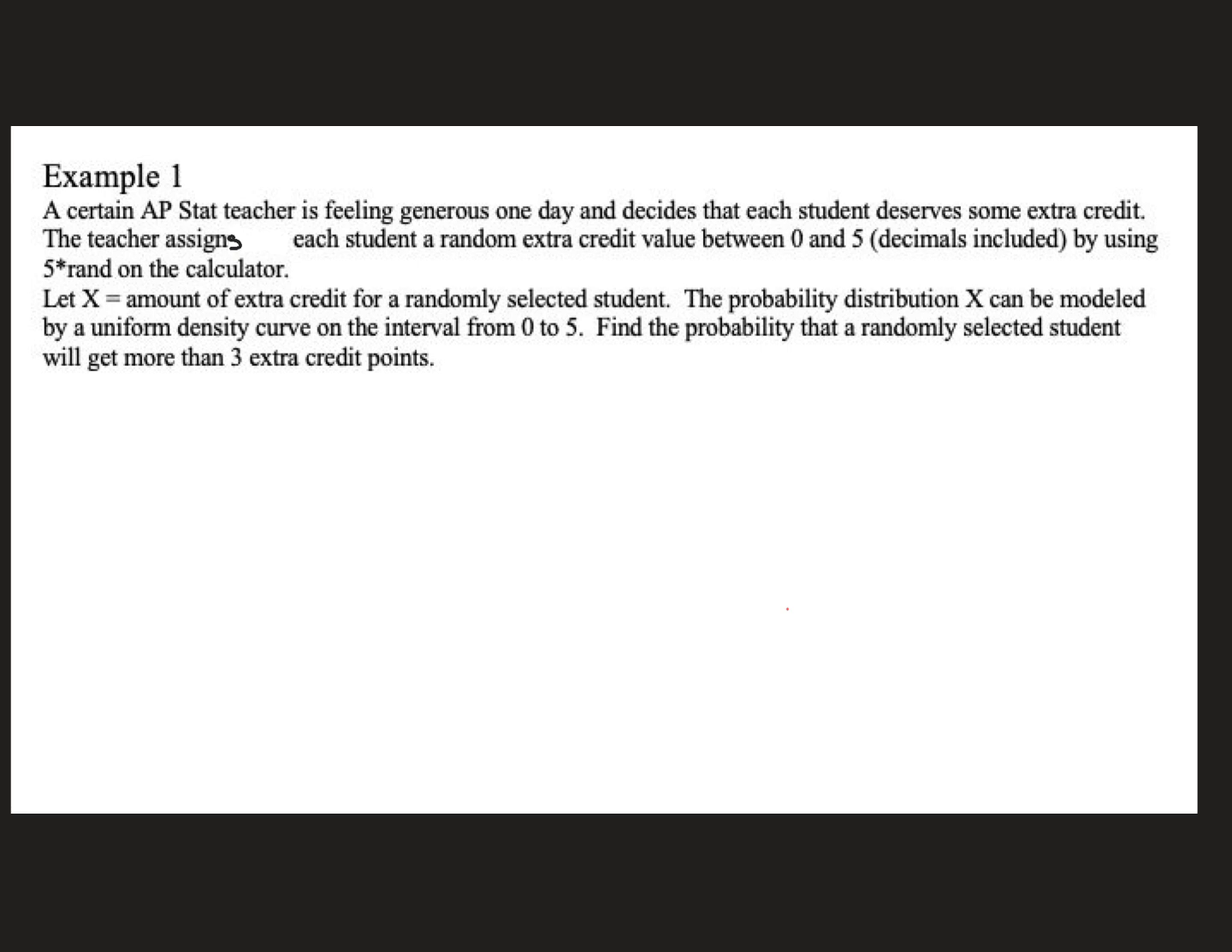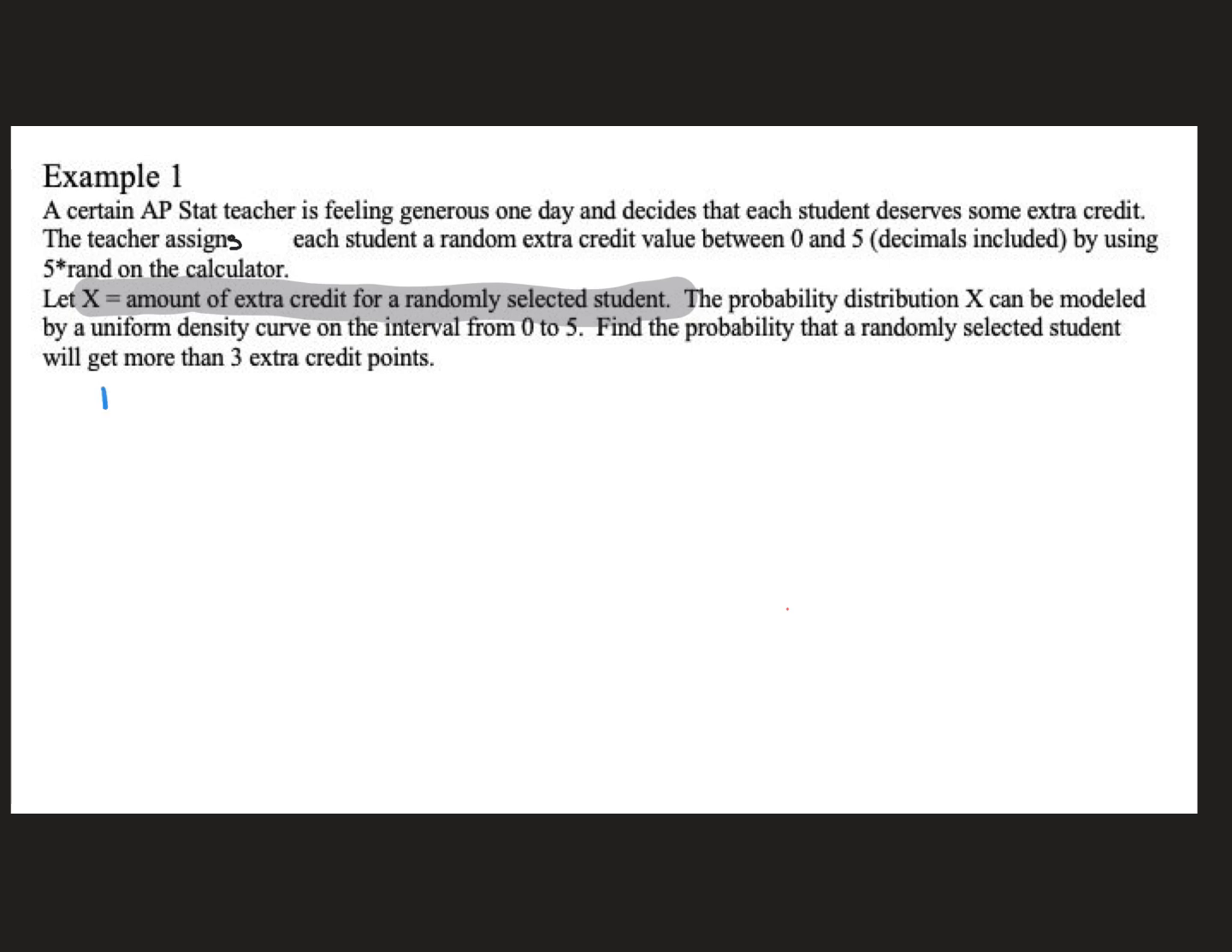Let X, notice it's a capital letter, so this should stand out to you, be a random variable. Let X equal the amount of extra credit for a randomly selected student. The probability distribution of X can be modeled by a uniform density curve on the interval from 0 to 5. Find the probability that a randomly selected student will get more than 3 extra credit points.